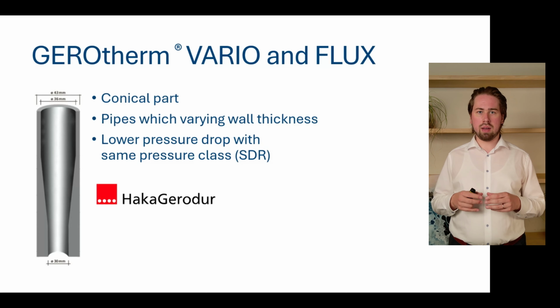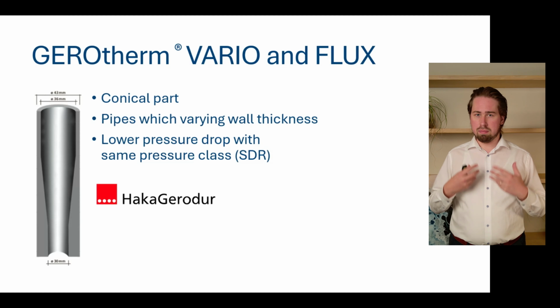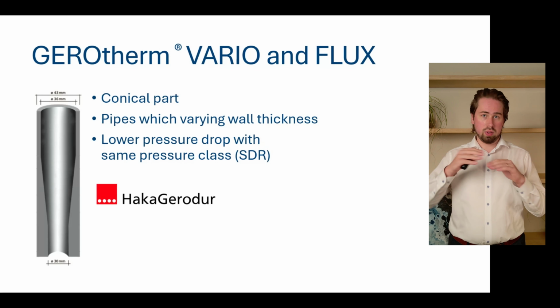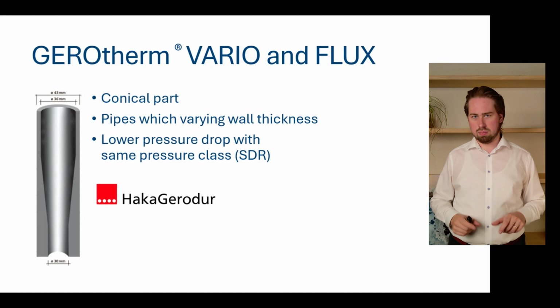This is the third chapter of the sixth part and we will be looking at the GEROtherm VARIO and FLUX probes from HakaGerodur. Now these VARIO and FLUX probes have a conical design. And by that I mean that the wall thickness is not constant over the pipe length, but it's a little bit smaller near the surface than it is at the bottom.